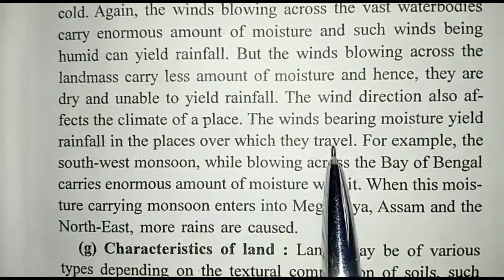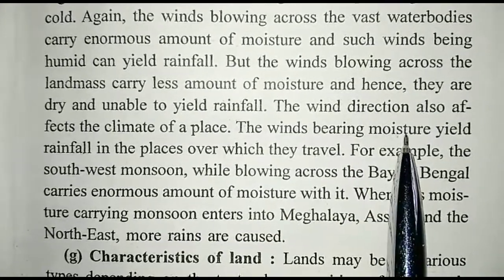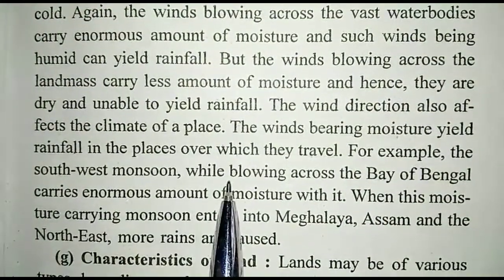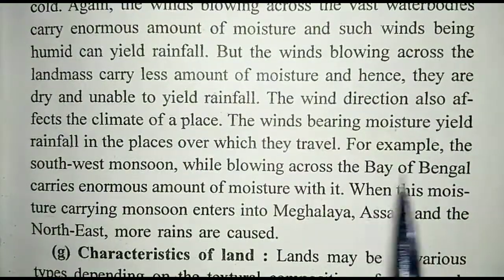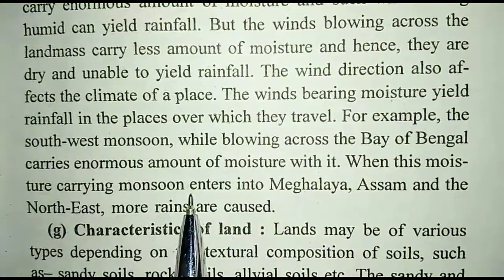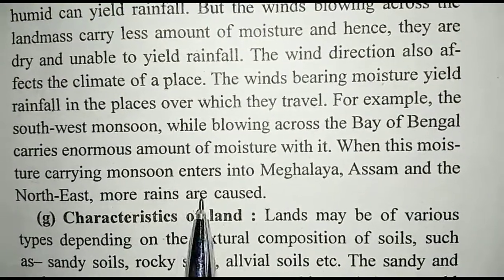Means when winds travel over a place, the winds bear moisture from that place. For example, the southwest monsoon, when blowing across the Bay of Bengal, carries the moisture from the Bay of Bengal. And when this moisture-carrying monsoon wind enters into Meghalaya, Assam and northeast, more rains are caused.